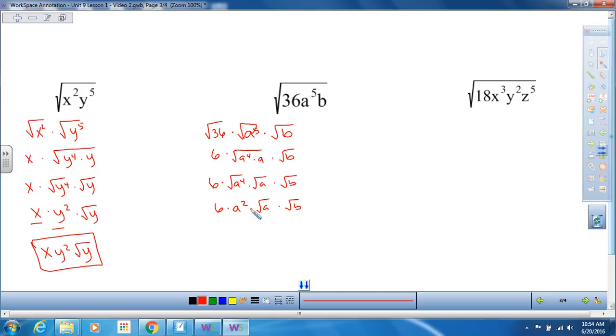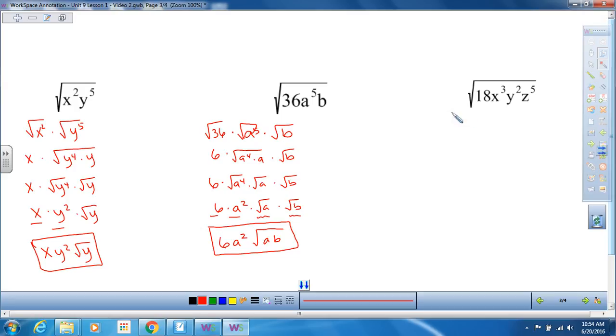Okay, so here's where we put what's on the outside together. So 6a squared. And then we put what's on the inside together. a times b, which is ab. So you'll have numbers in front and then one radical, because you'll put everything on the outside together and then everything on the inside together.